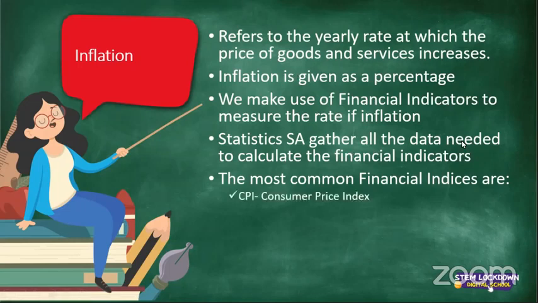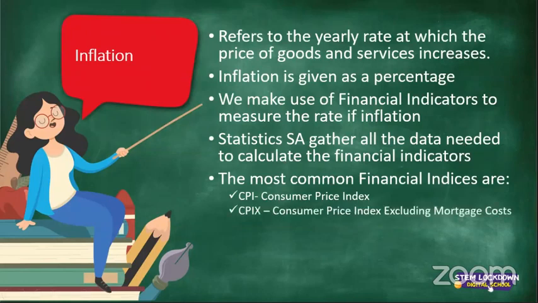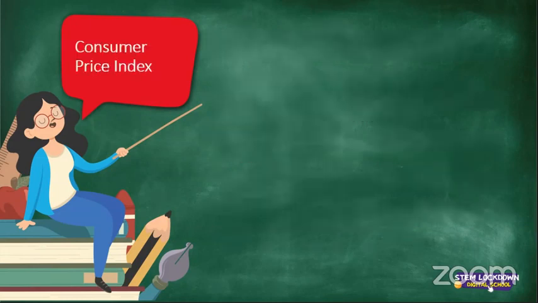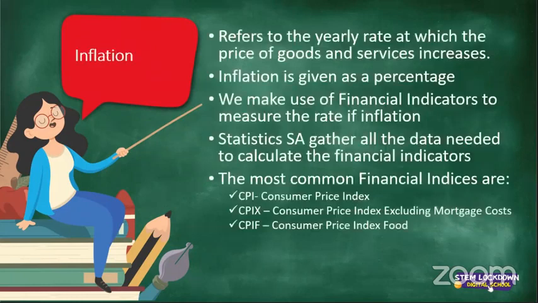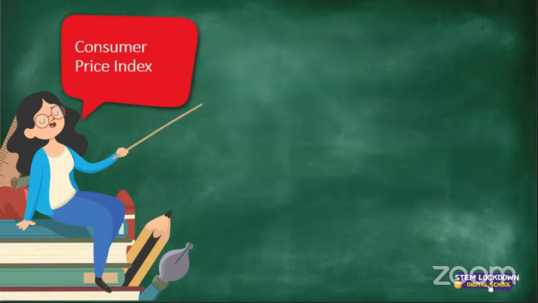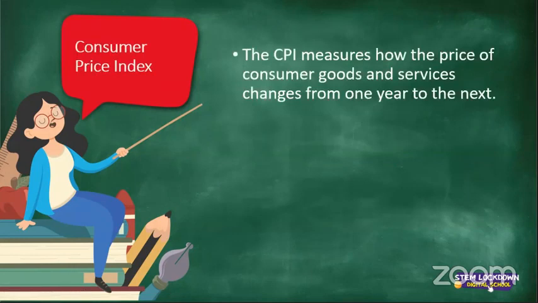Okay, let's go here. There's the CPI, which is the Consumer Price Index. There's the CPIX, which is the Consumer Price Index excluding mortgage costs. The CPIF, which is Consumer Price Index Food. What is a Consumer Price Index? We mentioned that we make use of financial indicators to measure the rate of inflation, right? So these are used to measure the rate of inflation. So we need to understand these financial indicators. The Consumer Price Index is the first one.